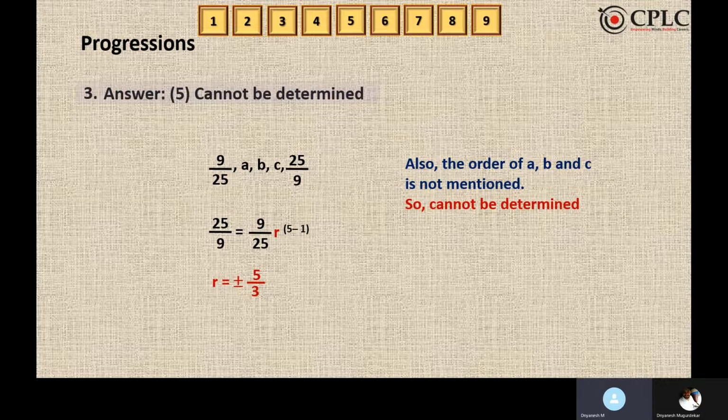In case you don't realize that, 25 by 9 is your fifth term of an AP, sorry, GP. Use Tn of GP, the nth term of a GP. The formula is A into R raised to n minus 1. You solve that, you will get the value of R as plus or minus 5 by 3. So if R has two different values, plus and minus 5 by 3, then based on that, the value of C will also be either positive or negative. Basically multiple values and hence cannot be determined. That's the solving way to figure that out.